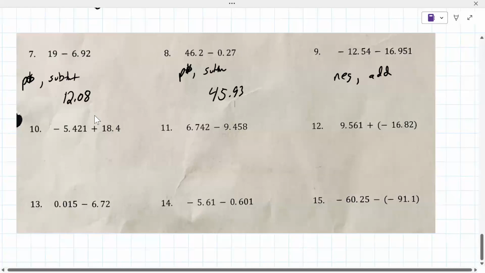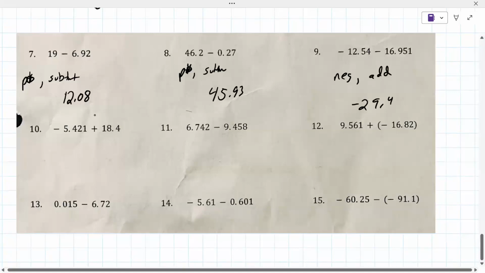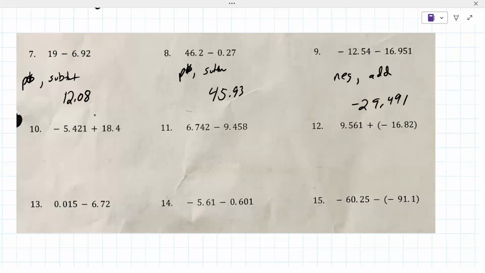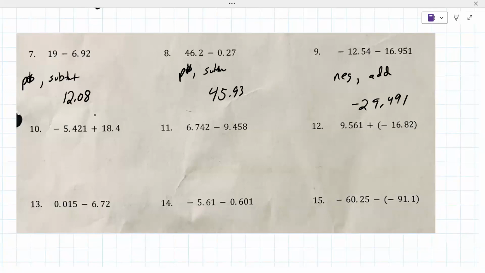So that would be negative 29.491. What did you say? 491? 491. Yes, very good. Next one.